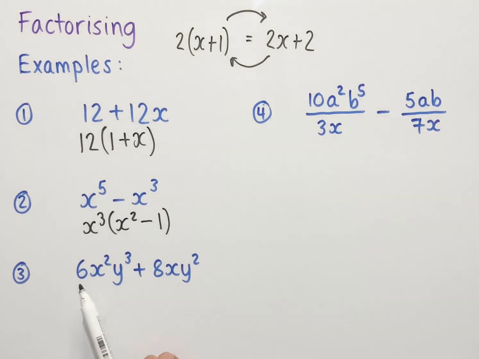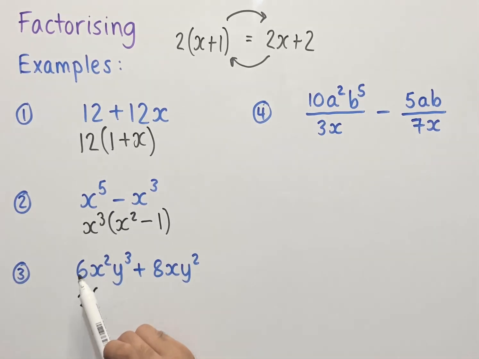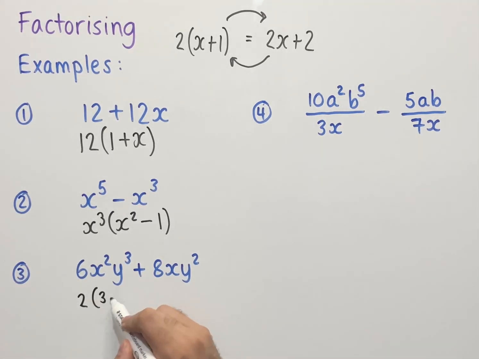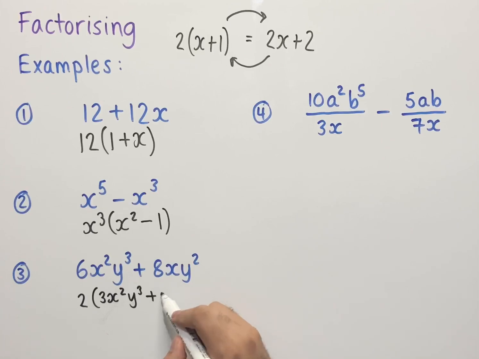And so we look for the highest common factor of 6 and 8, and that is equal to 2. So we can factorize 2 out from both of these two terms. And so in brackets, we would be left with, 2 times 3 gives us 6, and so we would have 3x squared y cubed plus, and 2 times 4 gives us 8, so 4xy squared.